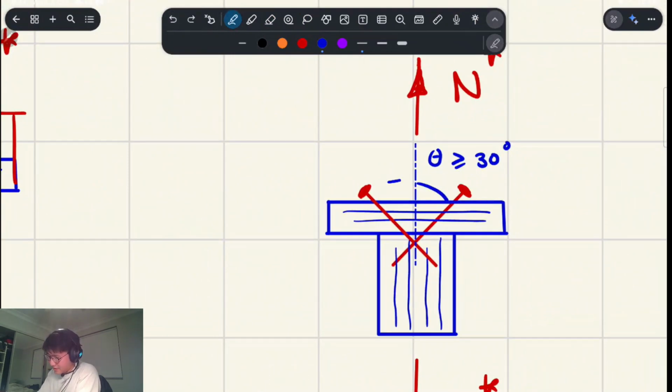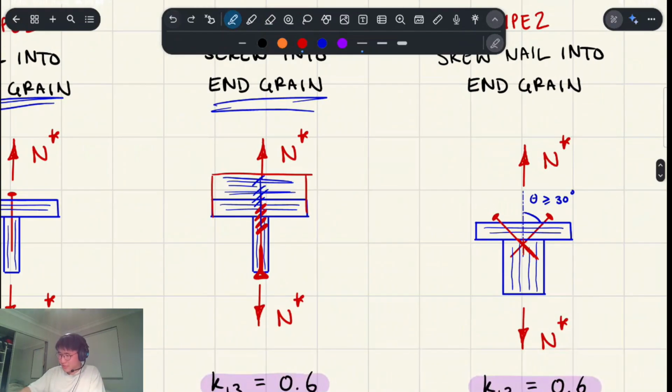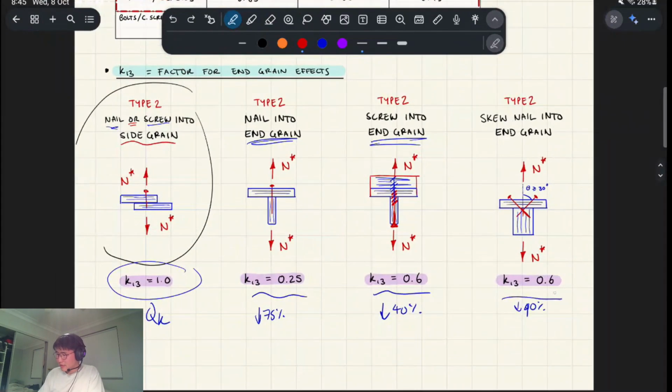Instead of going directly into end grain like this, you're doing the next best thing, which is engaging some of the side grain. So if you go in at an angle, this is called skew nailing, right? You can kind of pick up a few of those fibers, and catch it. And so when you compare the numbers, right? Having a 40% reduction instead of 75% reduction for nails is quite good. So that's another alternative essentially.